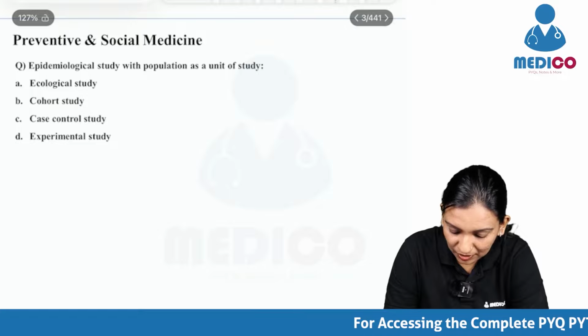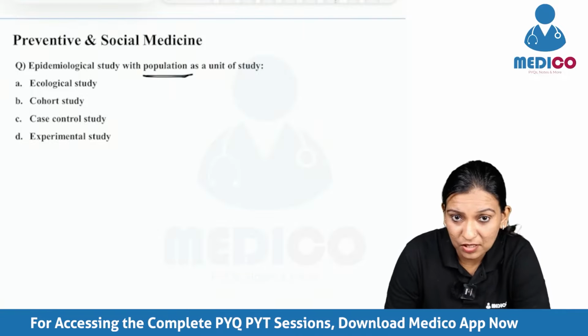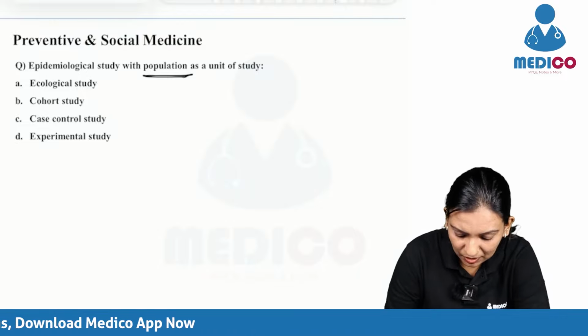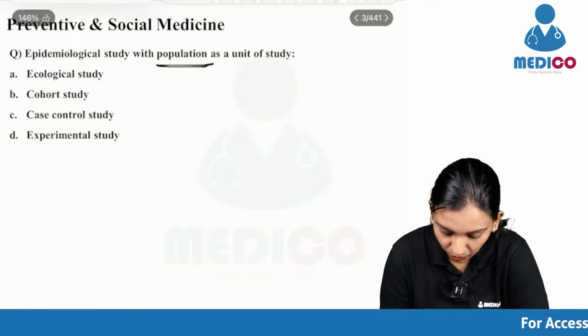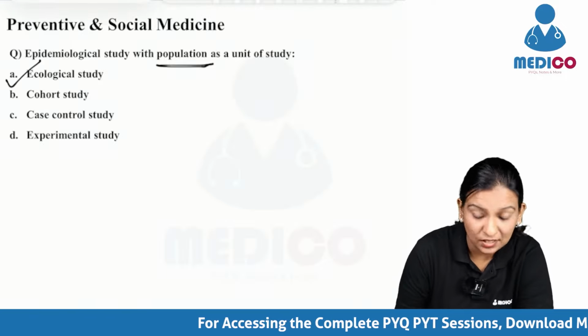The epidemiological study with population as a unit of study. So which is the epidemiological study with population as a unit of study? The options are ecological study, cohort study, case control study and experimental study. Okay, so the answer for this question is ecological study.